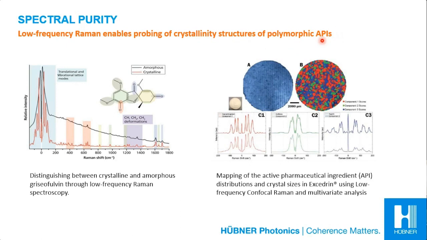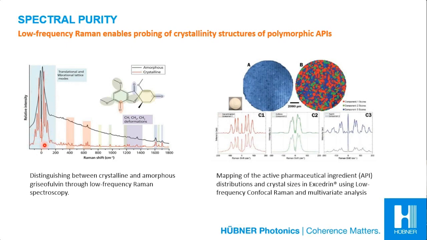Many such APIs are polymorphs, which means that the same chemical compound can have different crystalline structures, and the crystallinity of the API can affect the efficiency of the drug for medical treatment. So this is an important factor to monitor, both in the development and in the production of a drug. One example is shown here, where the Raman spectra of griseofulvin, which is a medical fungal infection treatment, in amorphous and crystalline forms, are compared. And it's clear that the crystalline state can most easily be determined in the low-frequency region.